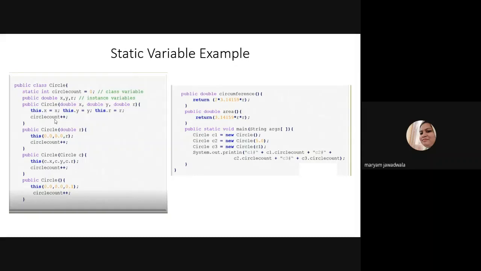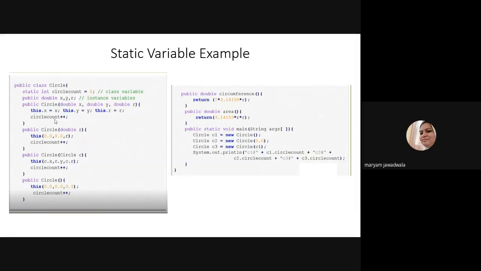The next statement here is circleCount++. So what is your circleCount? circleCount is nothing but your global variable. Initially it is 0. Now it will increase the count from 0 to 1 in the first constructor, and in the second constructor it will be 2, like this, because it is a global variable, or I can say a class variable, and a single copy of that variable is available with the entire program.